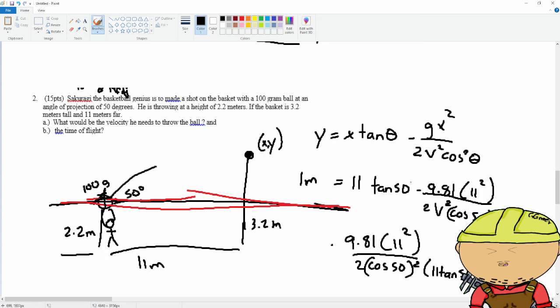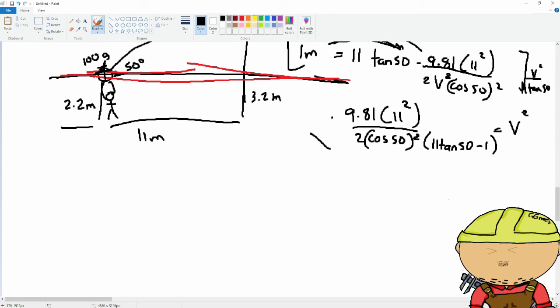Okay, so we move this to the right, we move this to the left, we move this to the right. So 11 tangent 50 minus 1, then v squared, multiplied on both sides by v squared, and divide both sides by 11 tangent 50 minus 1. Square root both sides. What would be v?